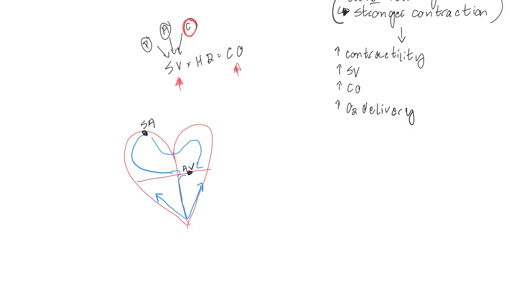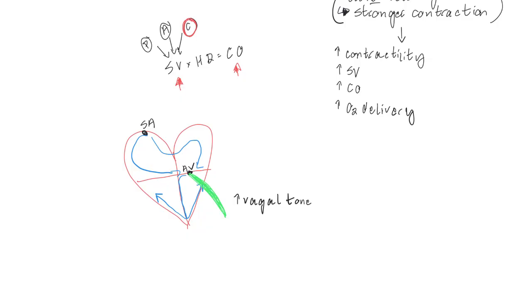Well, the vagus nerve that I'm going to draw in green actually modulates the AV node, which means that it can slow down impulses through the AV node. So what does digoxin have to do with any of this? Well, digoxin actually increases vagal tone.